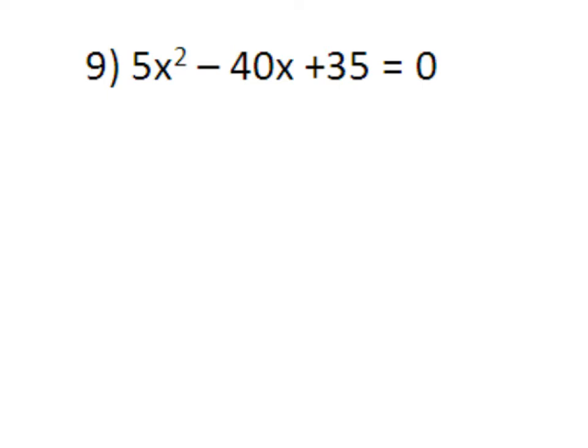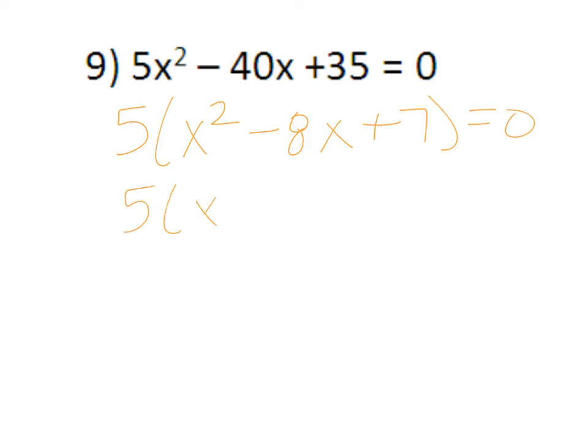What do they have in common? What can I take out? I can take out a 5, leaving this to be x squared minus 8x plus 7 is equal to 0. Now I can solve this. This would be x minus 7, and x minus 1 equals 0.